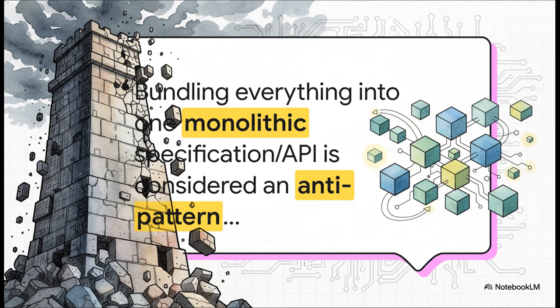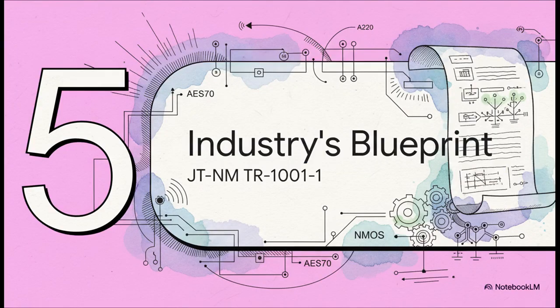They say that trying to bundle everything into one giant do-it-all specification, what they call monolithic, is an anti-pattern in modern software. Why? Because it just creates problems down the line. Instead, they believe in breaking the problem up into smaller, focused, manageable pieces. So, we've got these two different philosophies. Which one is the right one? Well, more importantly, which one does the industry actually recommend we use to build systems that work?